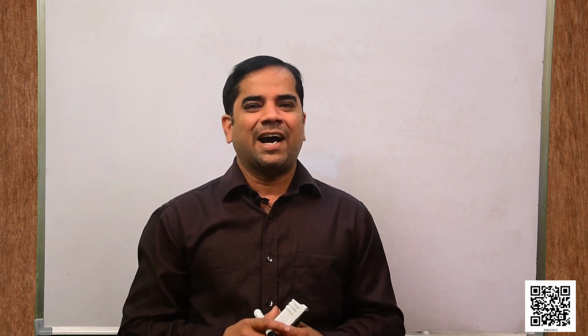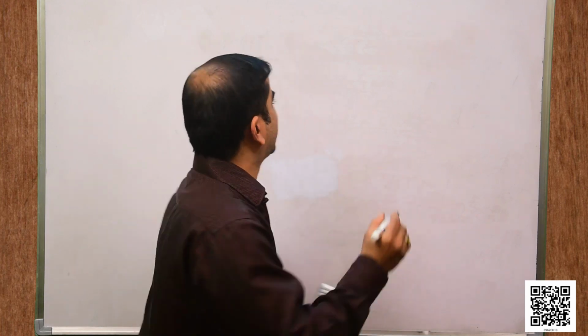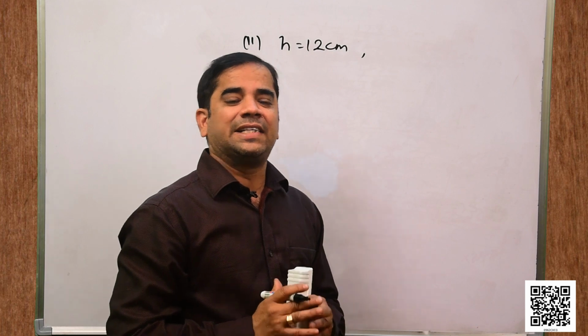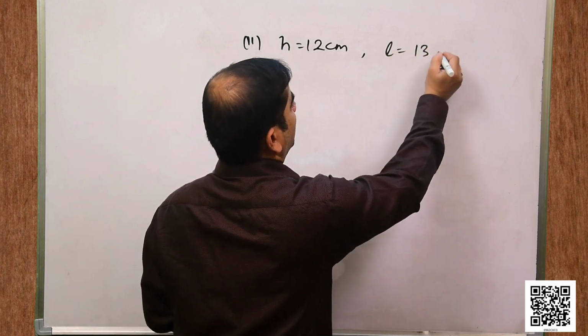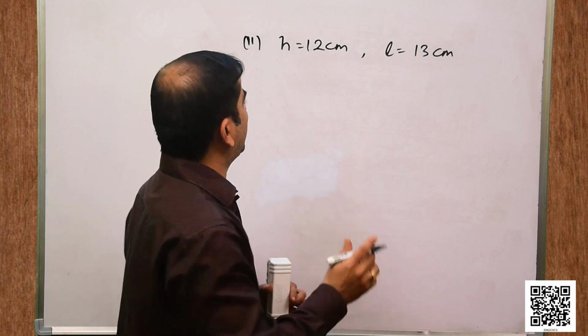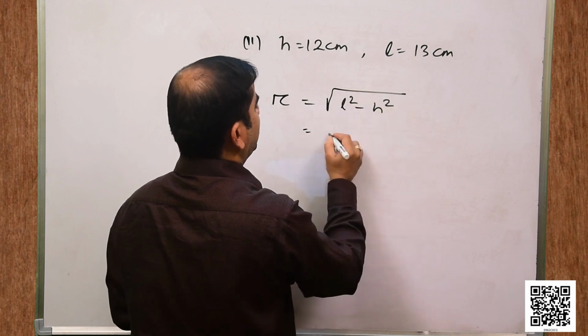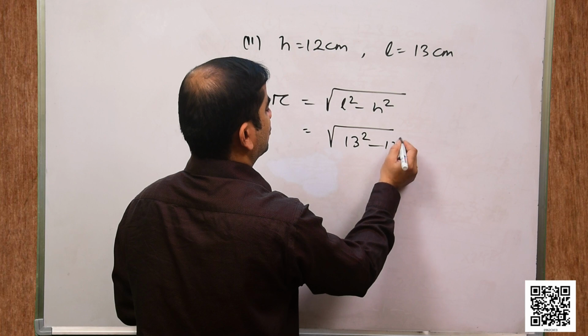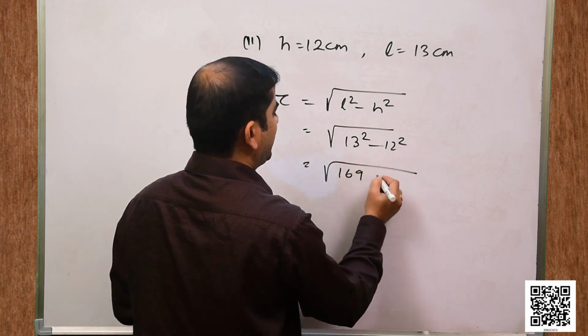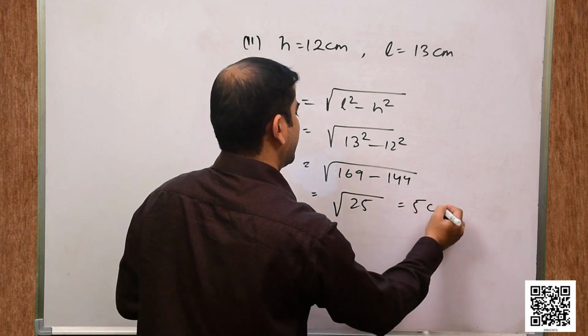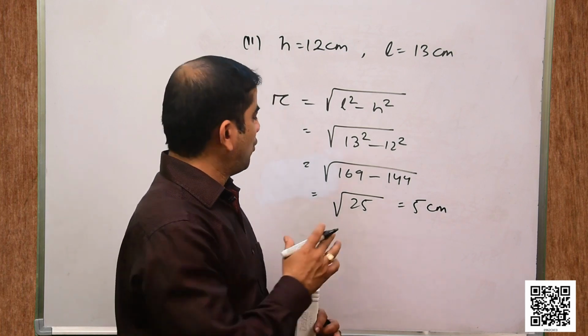Okay. Students, for bit 2 the given data are height and slant height. So, for bit 2 height is equal to 12 centimeter. So, h is equal to 12 centimeter and slant height is given as 13 centimeter. So, l is equal to 13 centimeter. Let us now find out the radius. So, r is equal to square root of l square minus h square, that is square root of 13 square minus 12 square, 169 minus 144, square root of 25, that is 5 centimeter. So, the radius is found to be 5 centimeter.